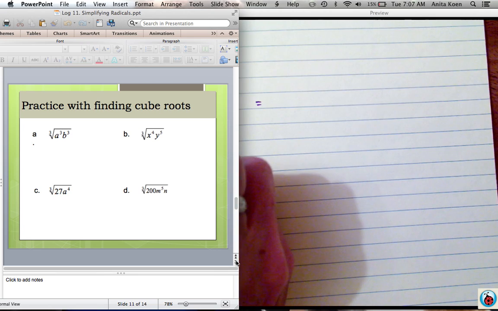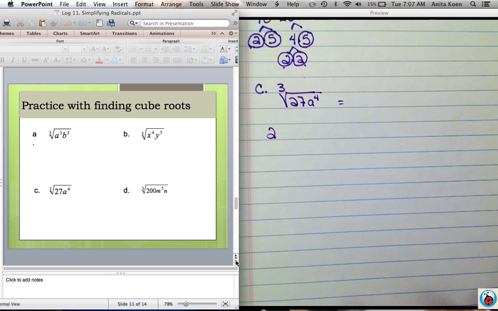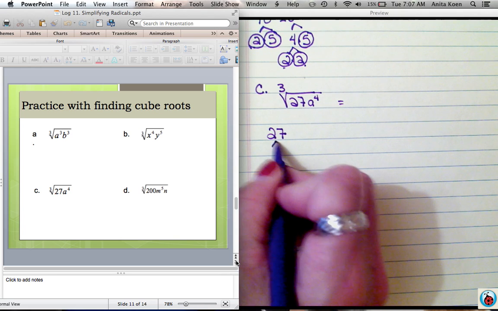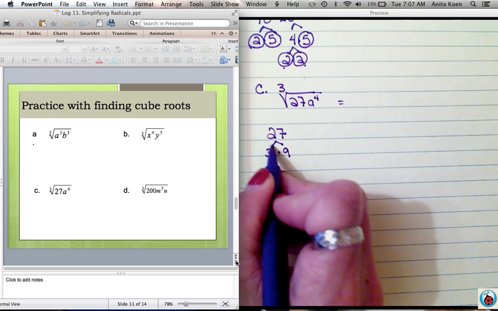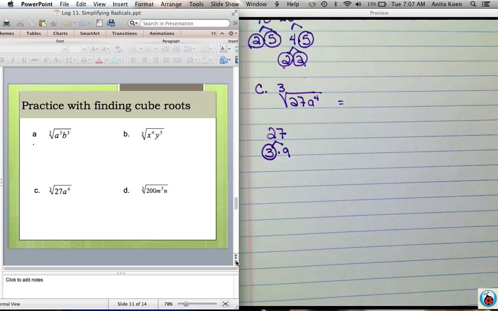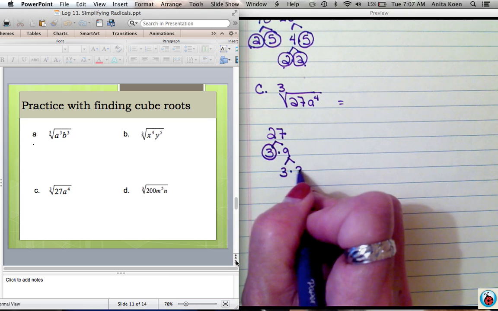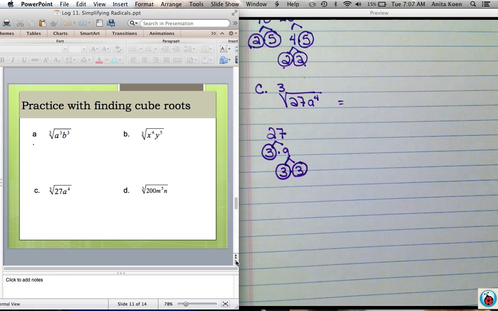Okay, the first thing I'm going to do is take my 27 and factor it. I know 27 is 3 times 9. I know 3 is prime, so I'm going to circle it. 9 is not prime, so I'm going to keep factoring it. So 3 times 3 is what 9 is. 3's are prime, so I've circled them.